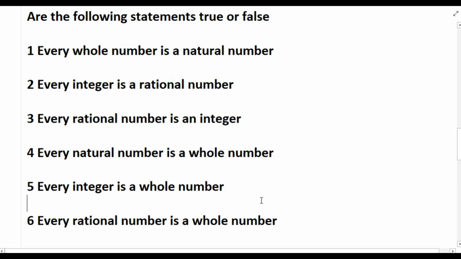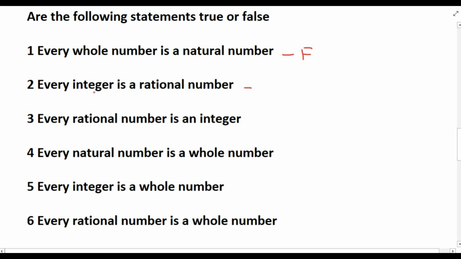So I want to check whether you have understood the concepts. Are the following statements true or false? You can answer this. Every whole number is a natural number. Is it true or false? Every whole number is a natural number. It is false. Why? Because 0 is a whole number and 0 is not a natural number. Natural numbers start from 1.